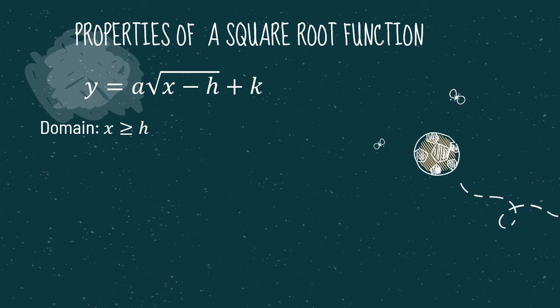Notice that inside of the radicand, we have the expression x minus h. And somebody may think that the value that we should set for the domain is that x is greater than or equal to negative h. But no, what we're doing here is taking the opposite of this expression. So the domain is the set of all x values greater than or equal to h.